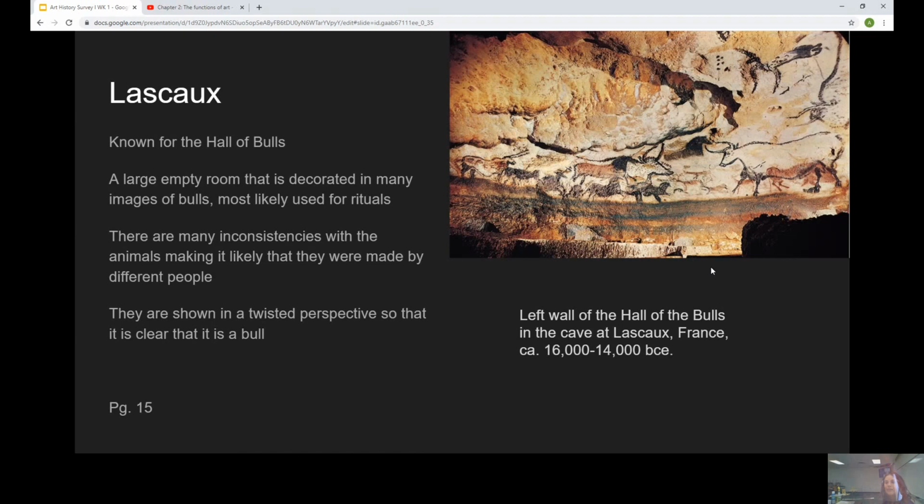But once again, just like the previous cave paintings, all of these you can tell by looking are done in different styles. So it indicates to us that they are probably done by multiple people over different periods of time.